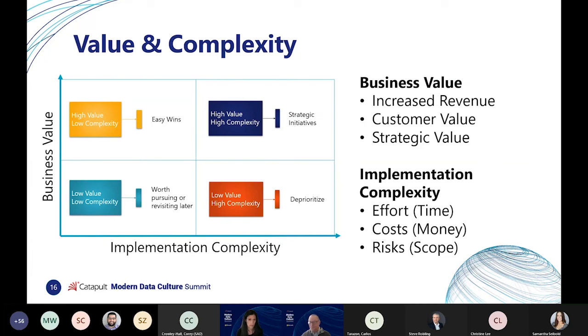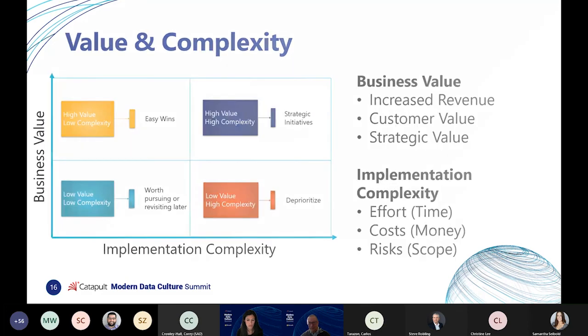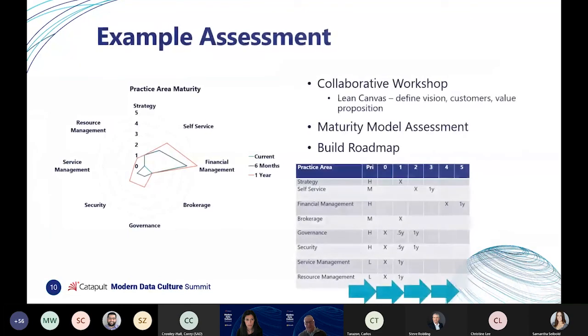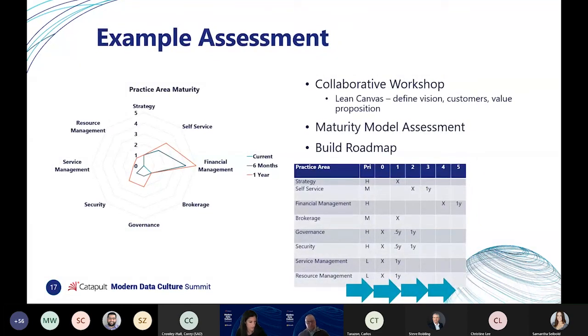Perfect. So this one, we wanted to share an example assessment of what we've done in the past. This particular example was for a global enterprise level manufacturing company for computer systems and assets, and we conducted an assessment for them. The first step here was this collaborative workshop where we pulled together the lean canvas exercise. We walked through the data management capabilities and categories with them.